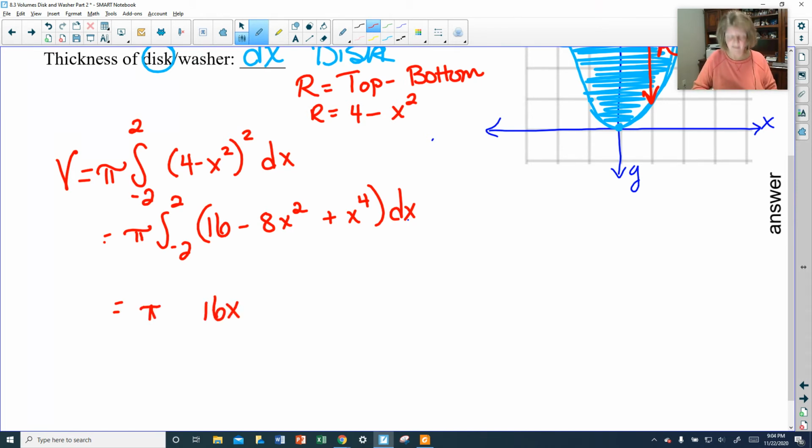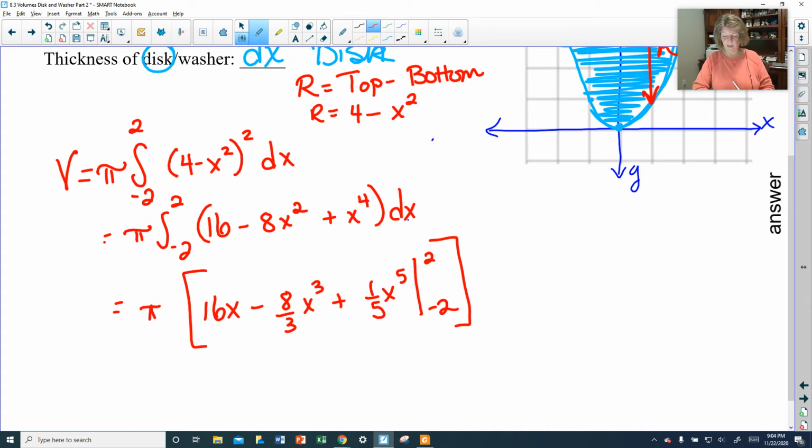Don't forget to actually integrate. So I'm going to go ahead and just kind of get this set up. We'd have 16x minus 8/3 x cubed plus 1/5 x to the 5th, evaluated from -2 to +2. All of that multiplied by pi. It might have been nice to double this one because we do have the symmetry. Then I could have brought in a 0 to 2 and done a double. So if you prefer to do it that way, that would just make the hand work a little bit easier. Anyway, when it's all said and done, this one does come out to be 512 pi over 15.